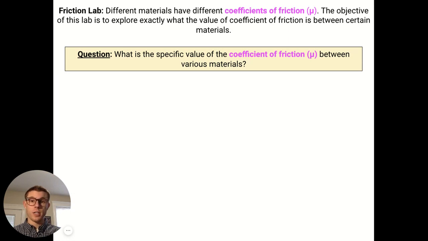So coefficient of friction is something that we can't necessarily always determine physically or see physically in front of us. When we pull on something, we might be able to determine that the frictional force is pretty high, but we're not going to be able to determine exactly what's the coefficient of friction between these two materials. So we're going to work through this lab, and eventually through all of our data and our experiment, we're going to determine exactly what the specific value is of the coefficient of friction between different materials.